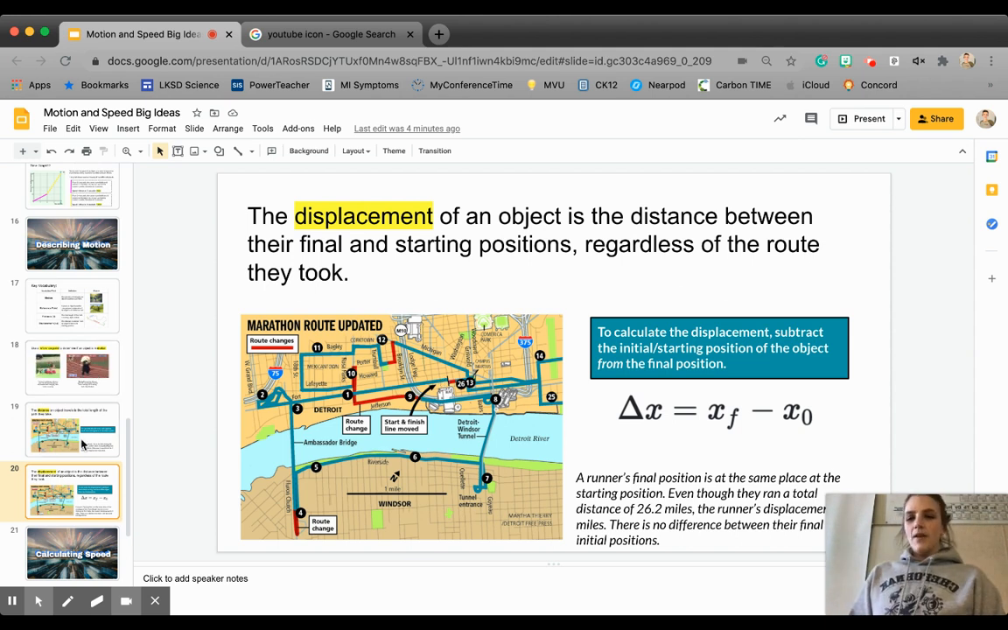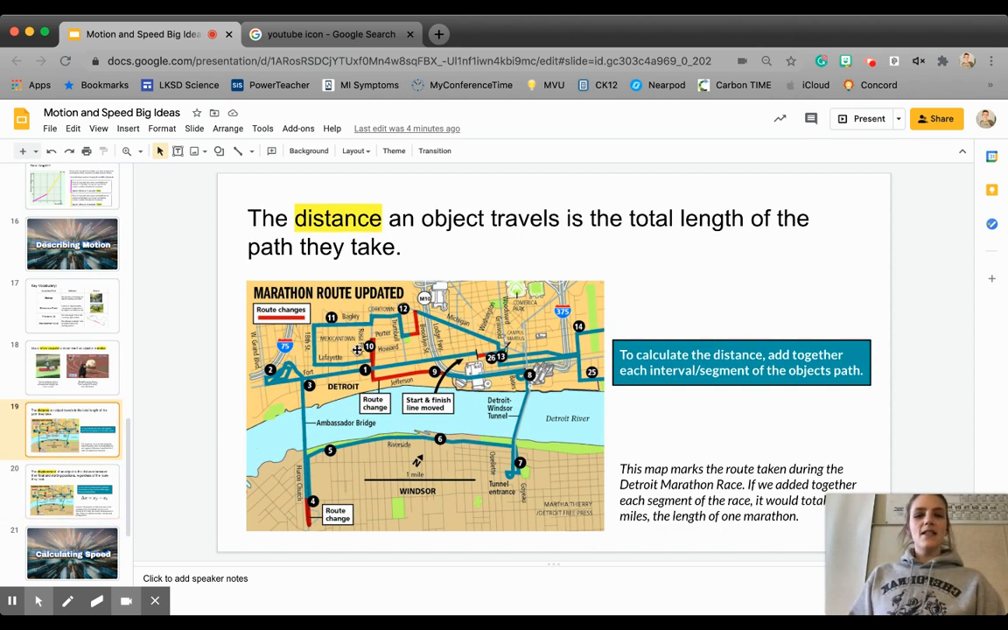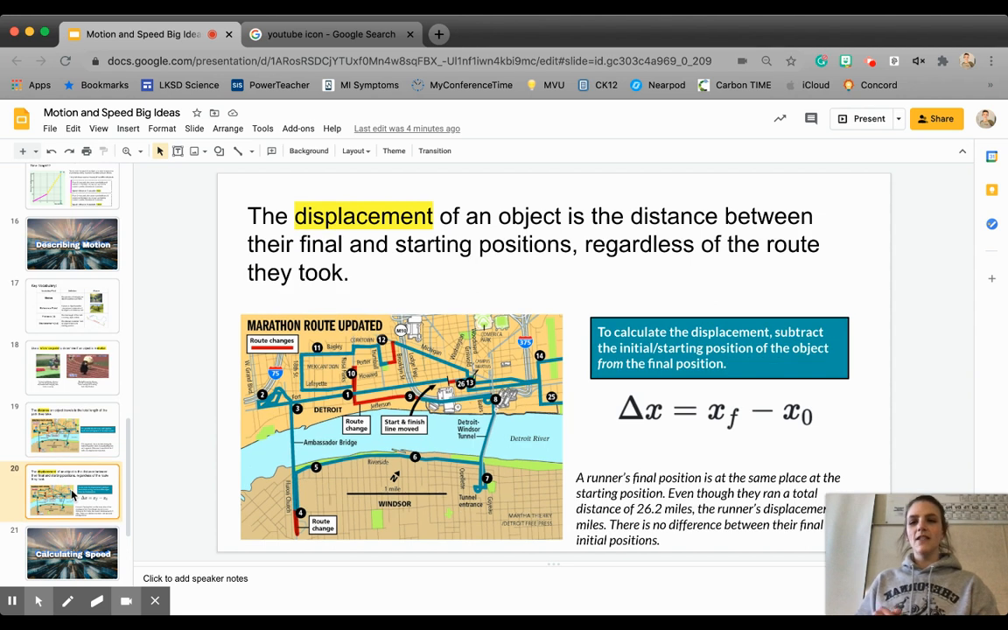So displacement and distance. Distance, total everything up, the whole pathway, add every single little interval, add the distances all together. That's how you get the distance traveled. Displacement, we only care about comparing the final to the initial position.